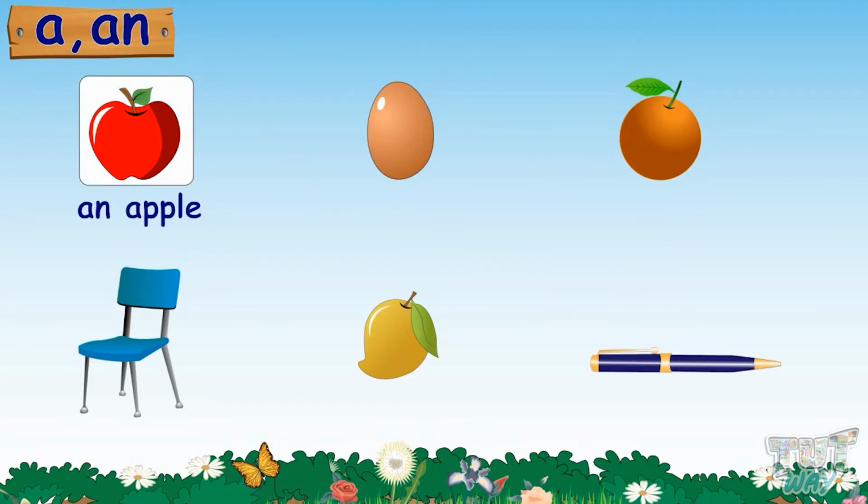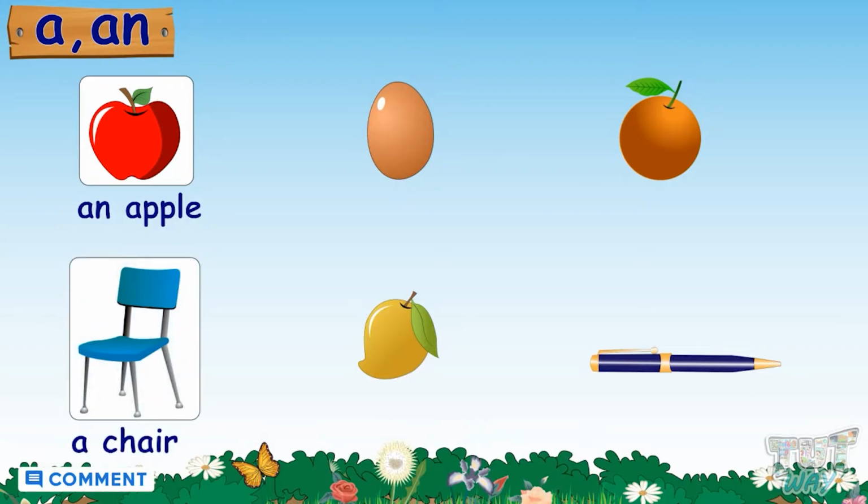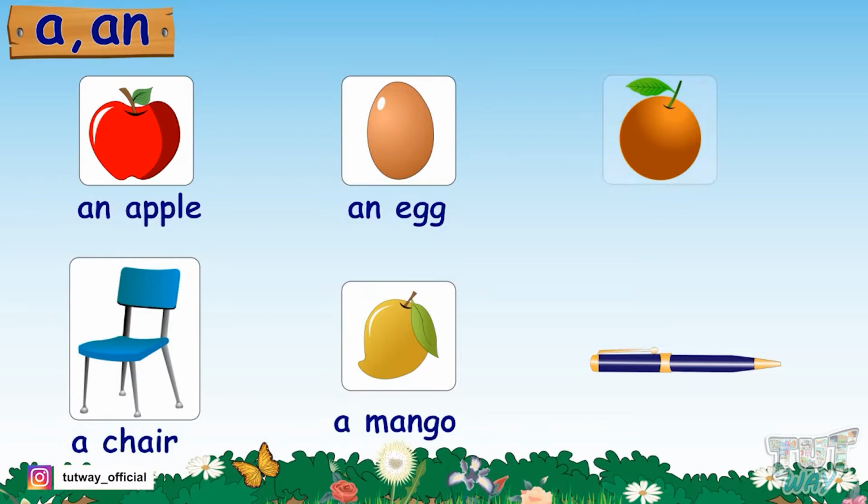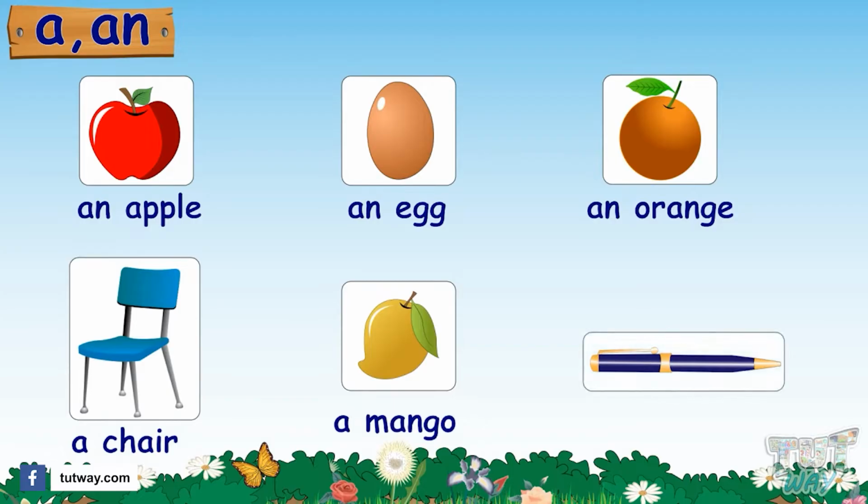This is an apple. This is a chair. This is an egg. This is a mango. This is an orange. This is a pen. There is a little confusion why there is a before certain names and an before certain names. Let's find a solution to this confusion.